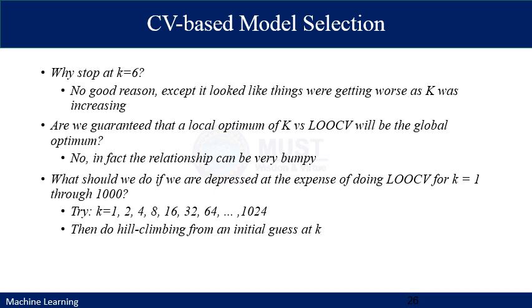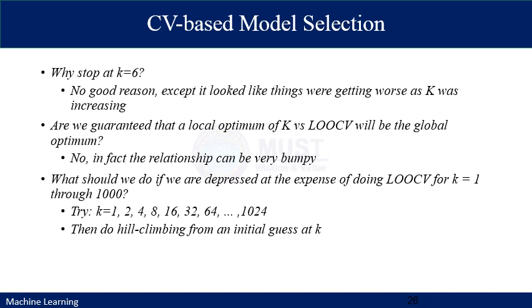But what you can do is make a guess, especially if you cannot afford to do leave one out cross validation for k equal to 1 through 1000, and you do not have enough computational power to test each of the hyperparameters. You can try a different subset. For example, in the case of k nearest neighbor, you can use exponential values, starting from 1 and then using 2, 4, 8, 16, 32, 64, and so on up to 1000.